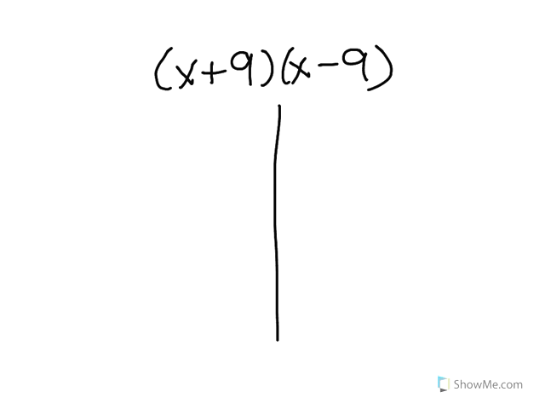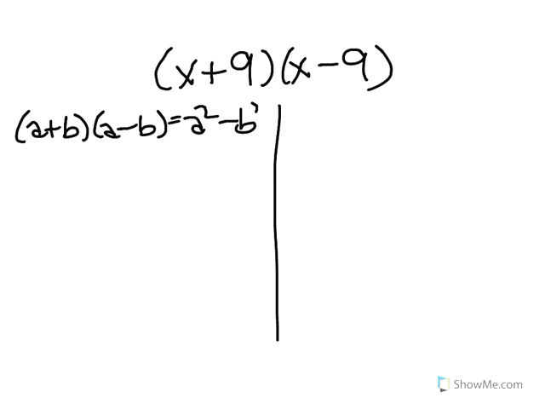This particular pattern is so important, I really advise you not to use the FOIL method, because it's such an easy pattern to use. You have x plus 9 times x minus 9. As soon as you see a sum and difference of the same two numbers, you know you're going to use your pattern. We're going to use a plus b times a minus b equals a squared minus b squared. As before, when you employ patterns like this, all you really have to do is determine what a and b are, and you're in business.